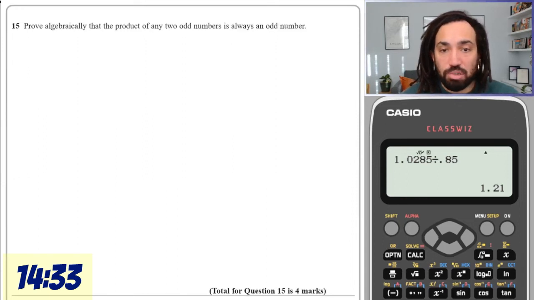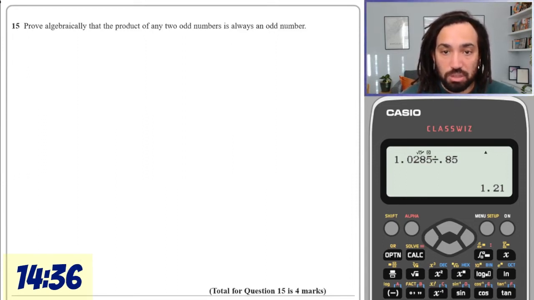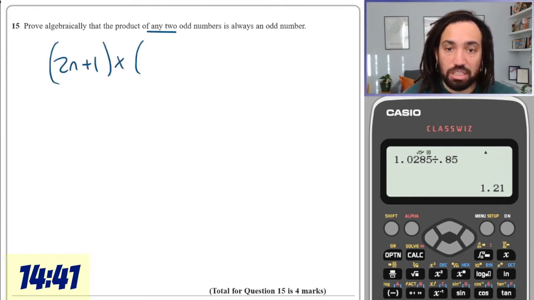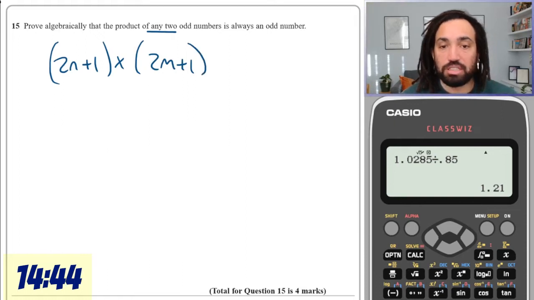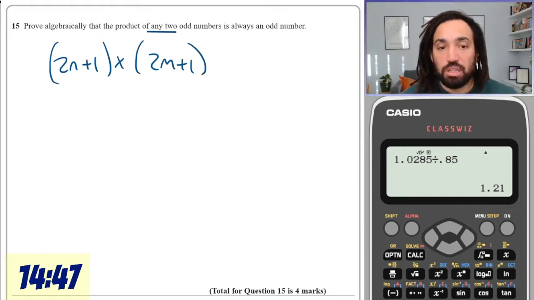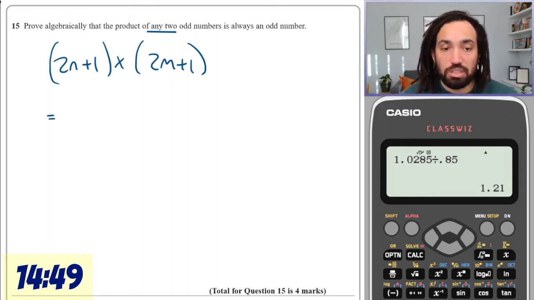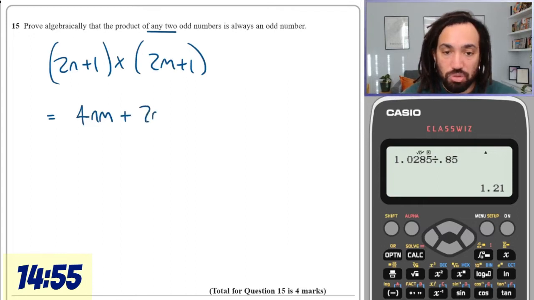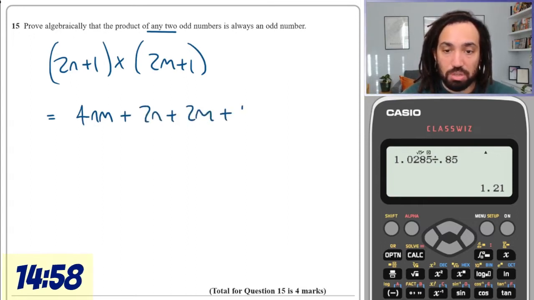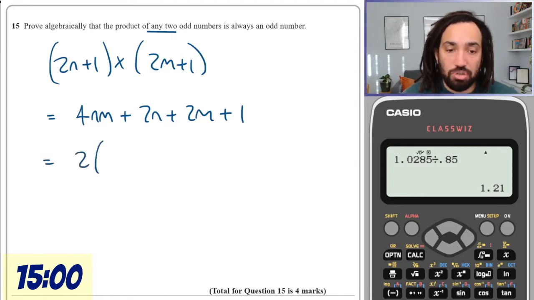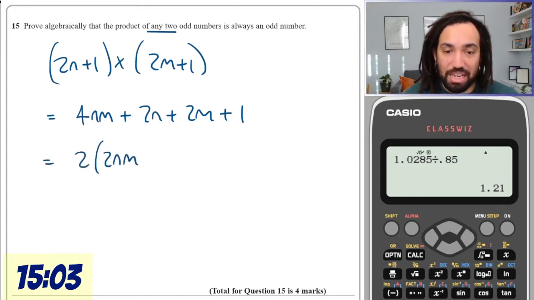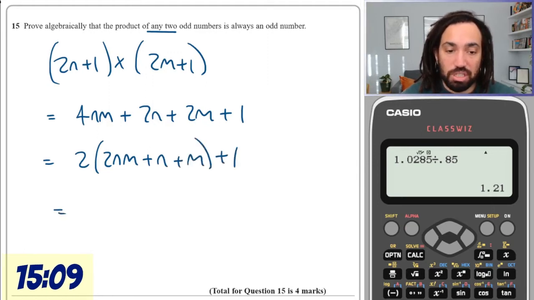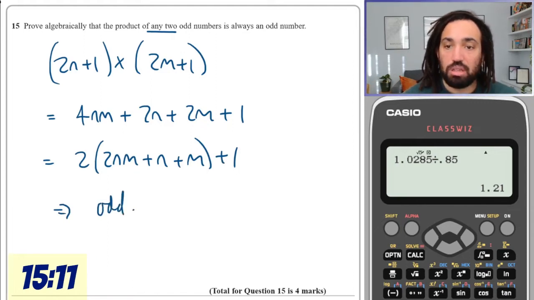Prove algebraically that the product of any two odd numbers is always an odd number. So any two odd numbers. So we have 2n plus 1 and 2m plus 1. They have to be different letters because they are any two at all. And it's the product, they're multiplying them. So when I multiply out these brackets, I get 4nm plus 2n plus 2m plus 1, which I can write as two lots of 2mn plus n plus m, plus 1, which is odd. Perfect.